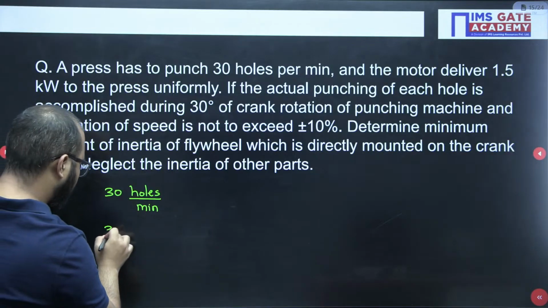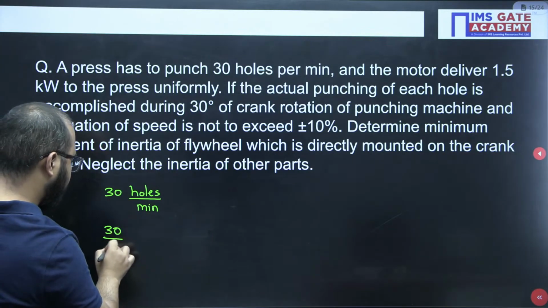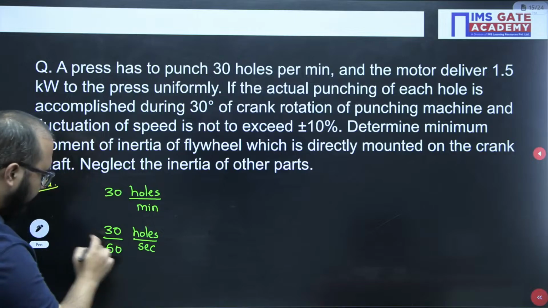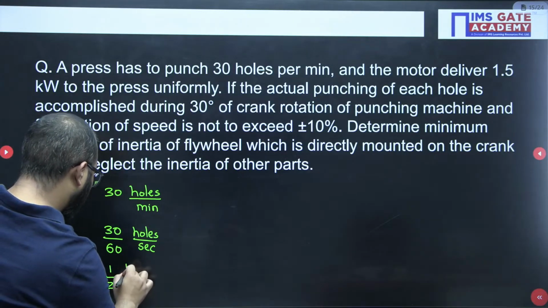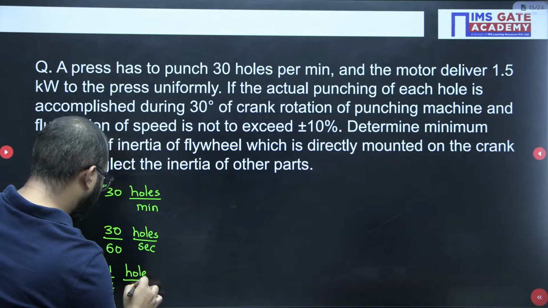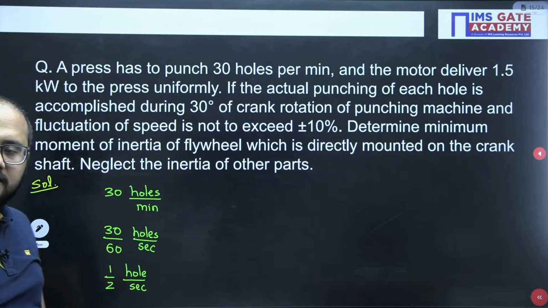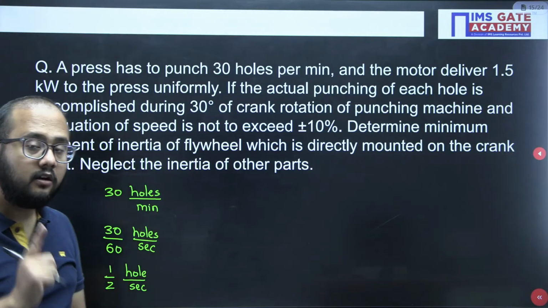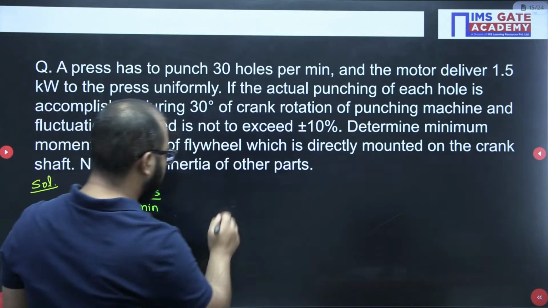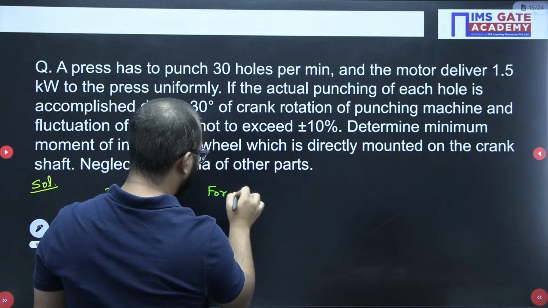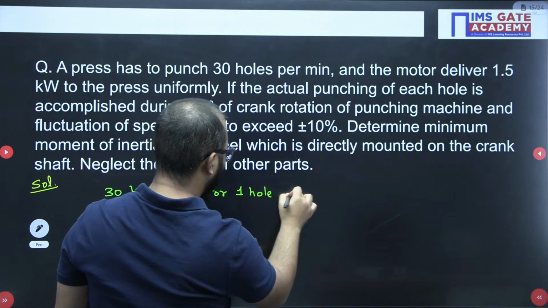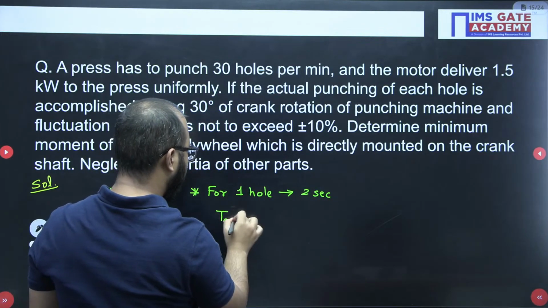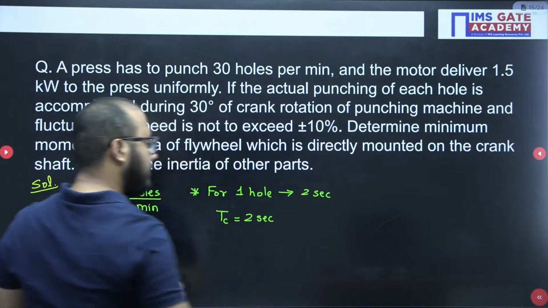So, if I try to simplify this information, minute means 60 seconds. If I simplify it, it will be 1 by 2. So basically I can understand from this information, in order to punch one hole, how much time is required? 2 seconds. Time required is 2 seconds. So that 2 seconds is nothing but our cycle time only. This is the cycle time.